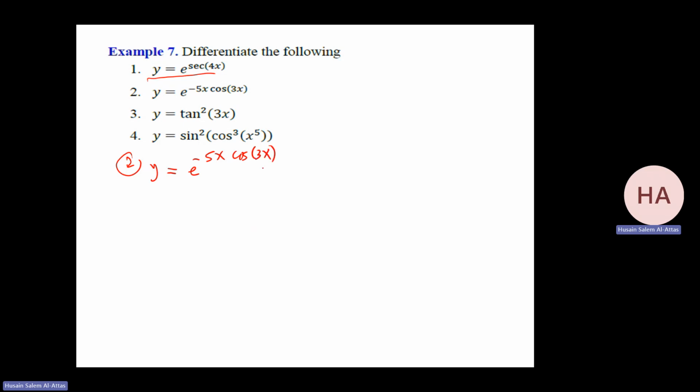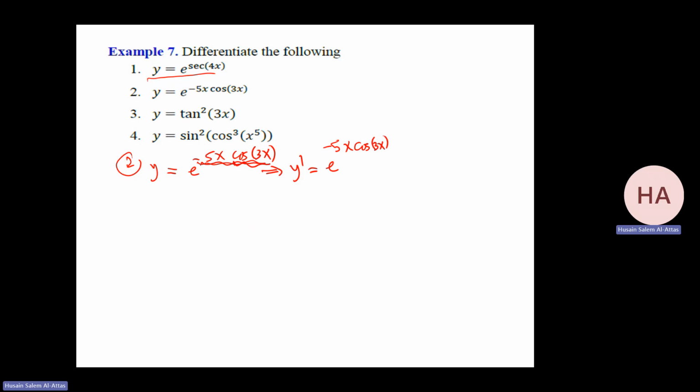Okay, so it will be y prime. It is e to the u, so it will be e to the u times the derivative of u. I have a product of two functions, so that will be the derivative of the first, minus 5, times the second, plus the first, minus 5x, times the derivative of the second, which is minus sine 3x times 3.